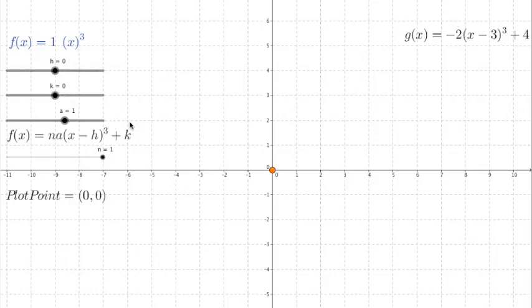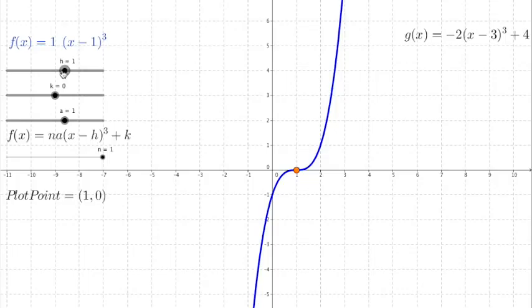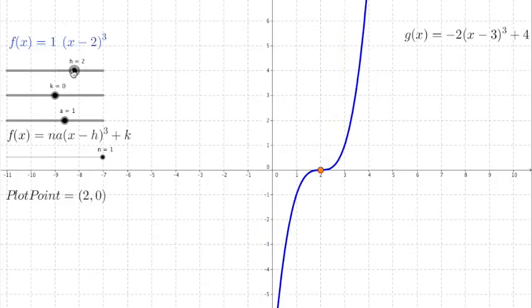So when I do these things, it's going to change f of x. And what I want to eventually get to is what g of x looks like. Let's see what each piece does. So let's turn on my function. That's what an f of x equals 1x cubed looks like. It's the base function. And if I move h in the positive direction, the graph is going to move positive.